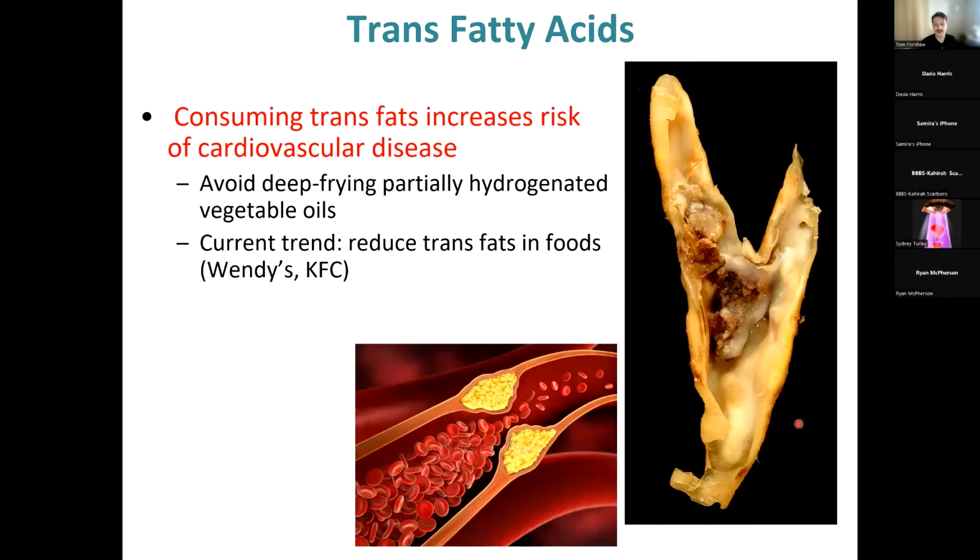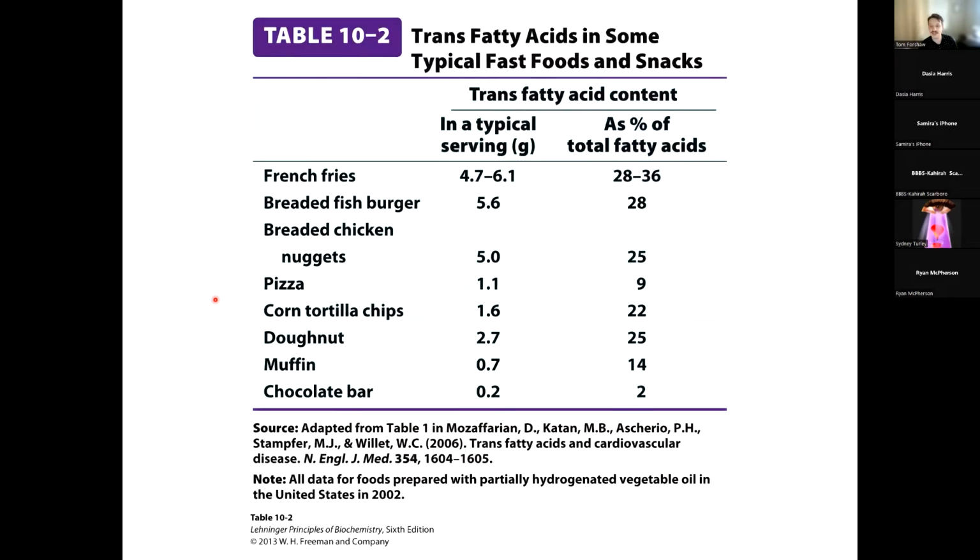And so, I was saying that these are bad for you. These are blood vessels. They increase the amount of LDLs and cholesterol in the arteries, and significantly increase cardiovascular disease.